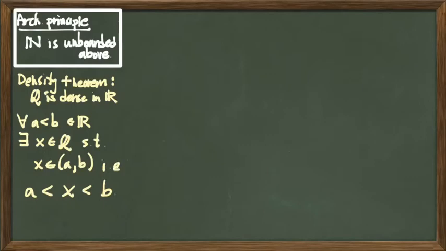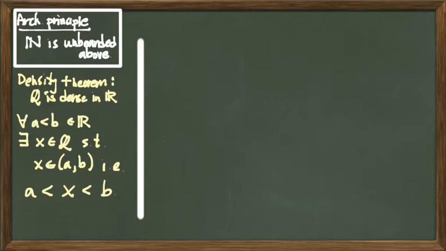I used a lot of abbreviations on the left-hand side, but that's what the density theorem says. Between any two distinct real numbers, I can find a rational number. That's what it means for Q to be dense in R. So let's see how the Archimedean principle, the Archimedean theorem, whatever we want to call it, is going to be the key element in a proof of this statement.